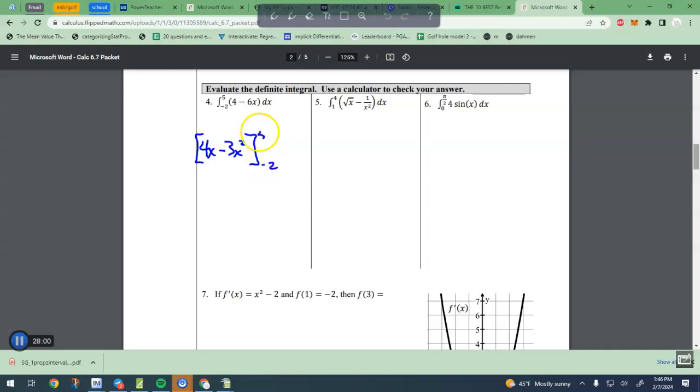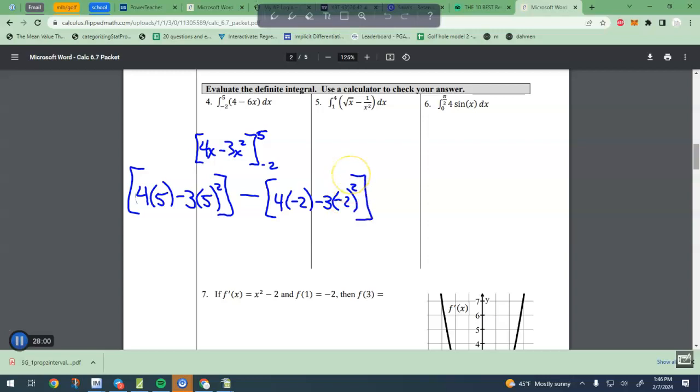And then I've got negative 2 and 5. So your job is to plug in the top, minus, plug in the bottom. So like you're going 4 times 5 minus 3 times 5 squared. Minus, so that's plugging in the top. Minus 4 times negative 2 minus 3 times negative 2 squared.